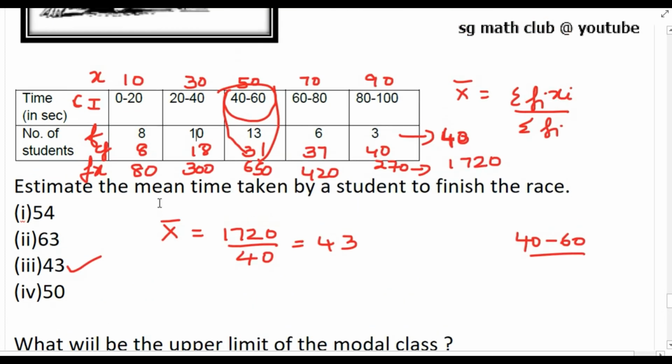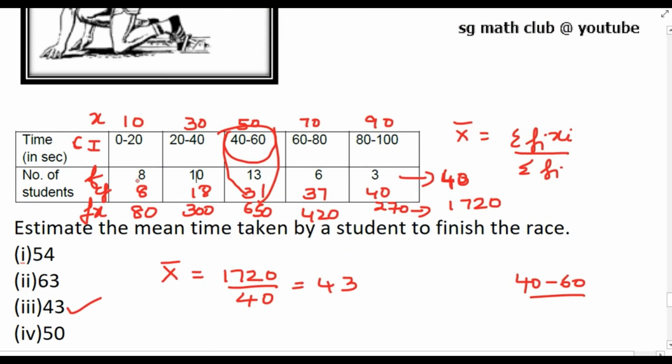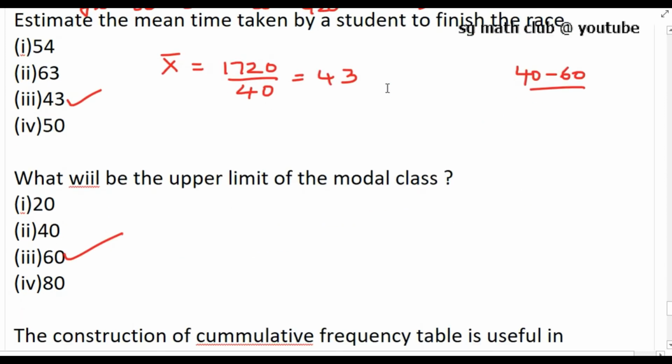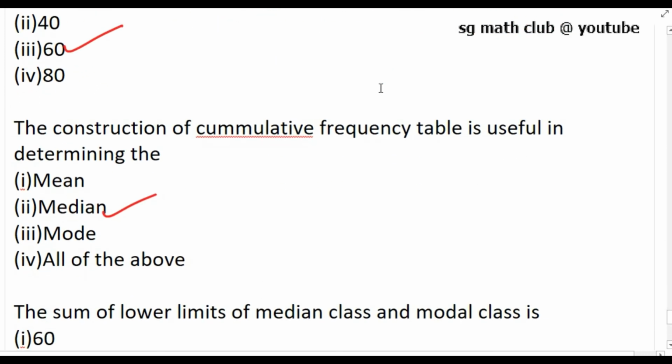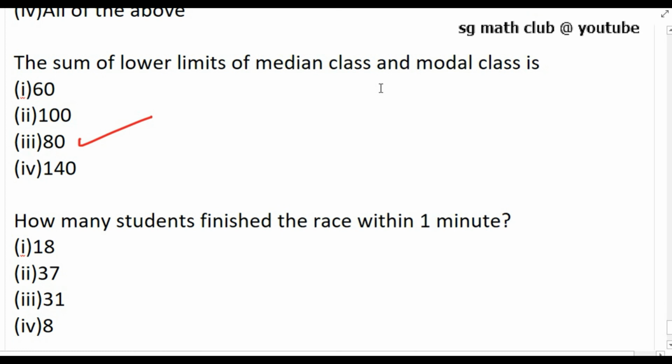Again, next question: how many students finish the race within 1 minute? Within 1 minute means within 60 seconds. So you need to add 8 plus 10 plus 13, which is equal to 31. So 31 students have finished the race within 1 minute.